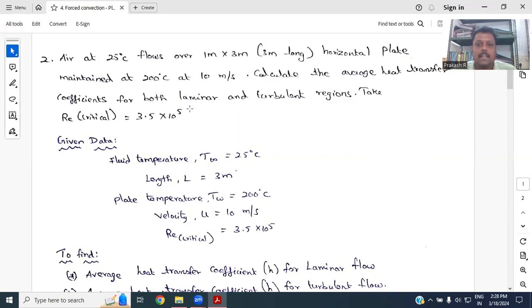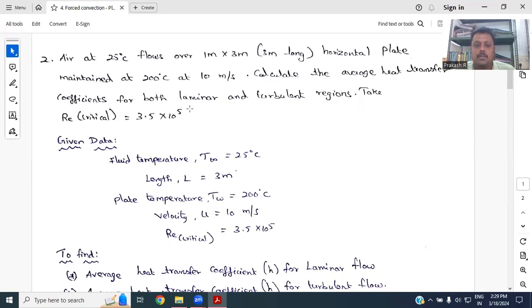And then the horizontal plate is maintained at a temperature of 200 degrees Celsius. Therefore, the plate temperature, wall temperature, surface temperature, these terms will be denoted by TW, that is 200 degrees Celsius. And the critical Reynolds number is 3.5 into 10 power 5, and the velocity of the fluid is 10 meter per second.